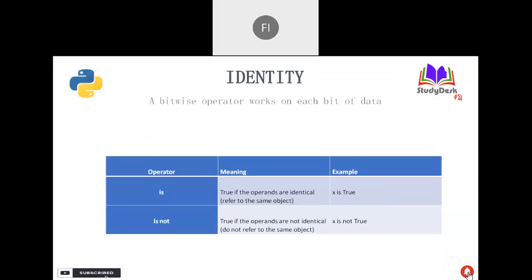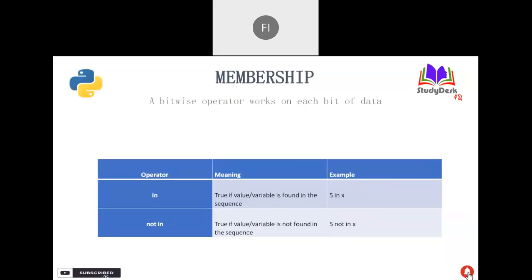The identity operators are used like is and is not. Whenever you want to compare objects, whether two objects or two instances are the same or not, we can use is or is not. And the last one, membership operators, in and not in, check whether something is there or available or not. In such cases we will use these operators.